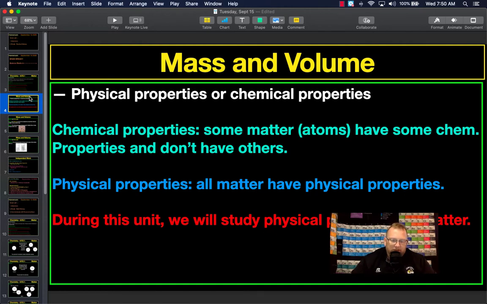We're not going to talk about chemical properties in detail in 6th grade. You'll get to that in 8th grade. We're going to spend our time talking about physical properties. And there are 7 major physical properties. There are some other ones as well, but we're going to talk about 7 of them during this unit. Today, we're going to talk about 2 of those 7. Okay, so we're going to study the physical properties of matter. And physical property just means it's something we can see, it's something we can measure.